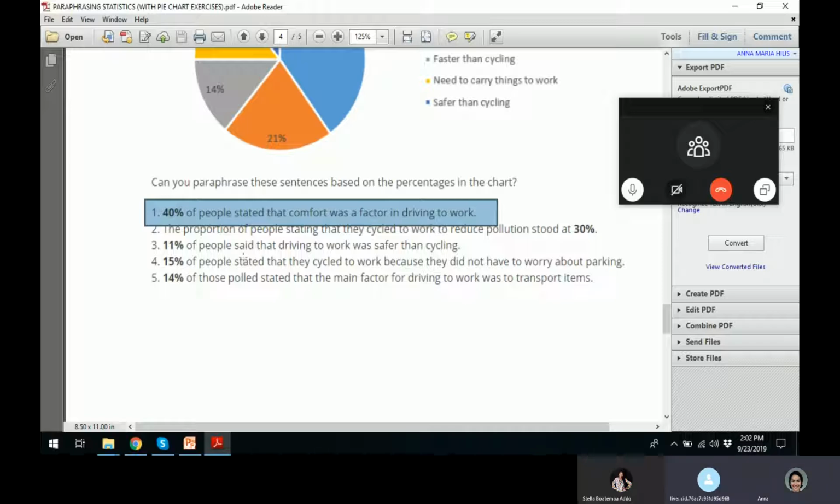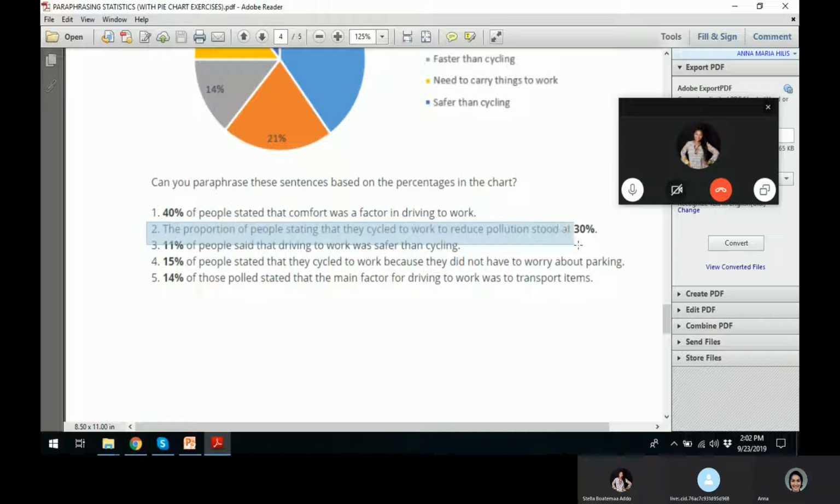Did you say just? It's not "just over" two-fifths. It's exactly 40%. It's exactly 2/5. Okay, because 20% is 1/5. All right, let's try. Is there any other answer for number one? So try to be as accurate as you can.